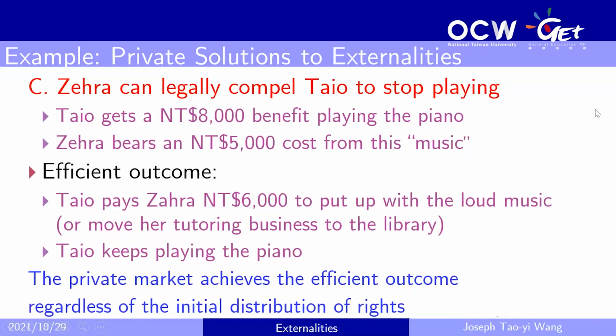The initial property rights do affect wealth distribution, because whoever gets the rights, the other party will have to pay that person to change the outcome. So if you have the property rights, then you will become richer by default, right? If you own a lot of land or houses in Taipei City, then you are richer. So property rights do affect people's wealth. But in terms of efficiency, the Coase theorem says either way is fine.